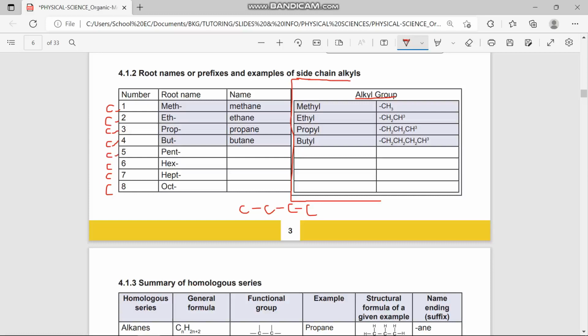Five, it's pent. It's going to be pent. We have 5 C atoms. Again, I'm not going to show the H atoms. It's going to be pent.